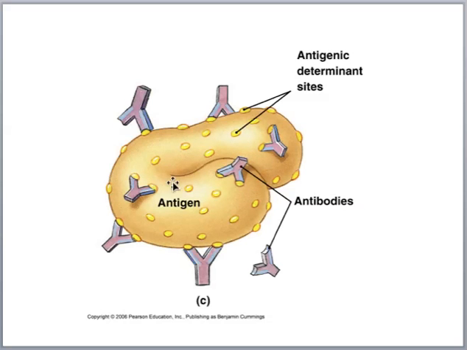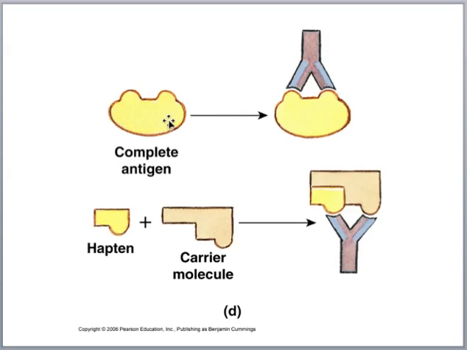Here's a picture of an antigen, this yellow thing, and these little bumps on it are the antigenic determinant sites. Here are the antibodies, and the antibodies will bind to the antigenic determinant sites. Here, this whole thing's an antigen, and this is showing antibodies binding to them to help neutralize them and take them out of commission. So there's a picture. There's a complete antigen here, and it's got at least two antigenic determinant sites, which then enables an antibody to bind to it.